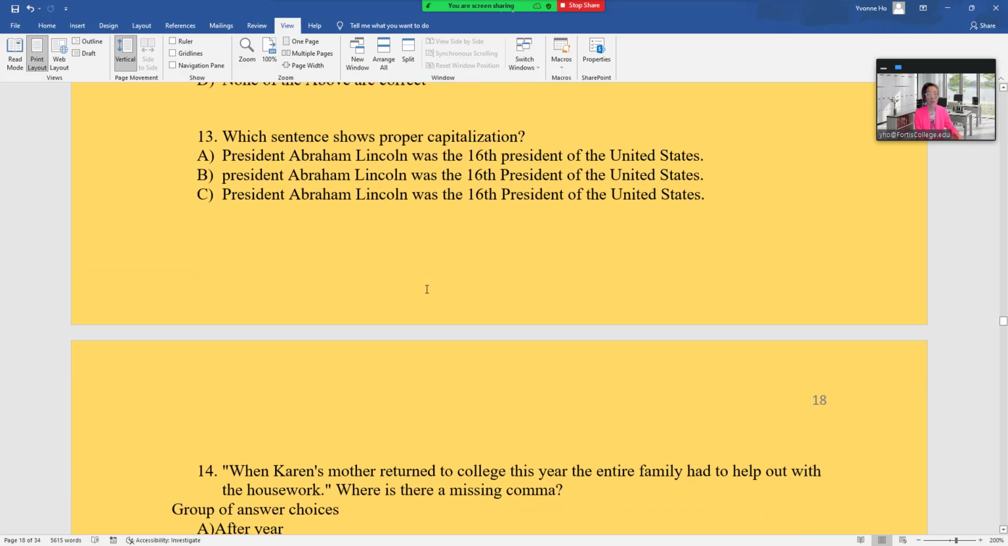Which sentence shows proper capitalization? So remember, when we have the names of titles, names of people, and proper nouns, all have to be capitalized. So it looks like C, because here President Abraham Lincoln, that's the title, the 16th President of the United States, both are capitalized.